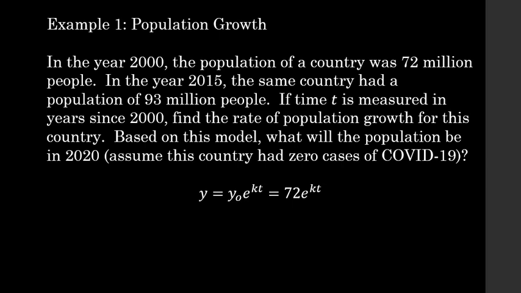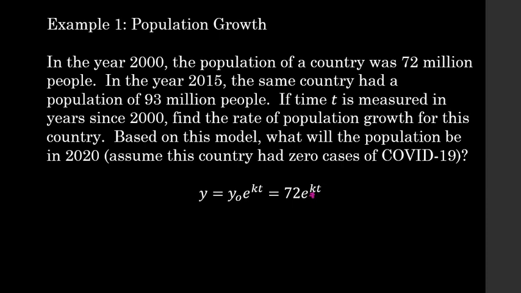So I need to find my rate of population growth. That is to say, I need to find that constant k. So how can we find k? Well, we're also told that in the year 2015, the same country had a population of 93 million people. This is giving us a t value and a corresponding y value that we can use to figure out what that k value is.